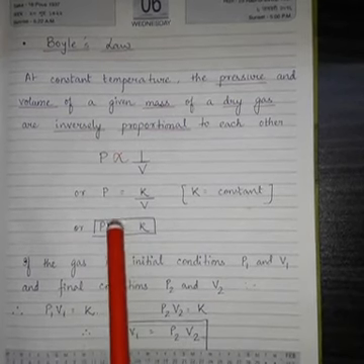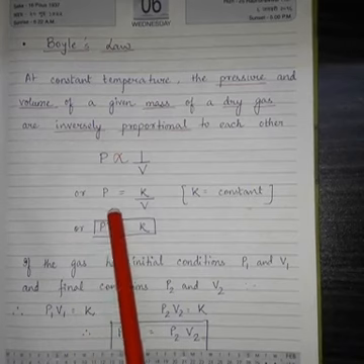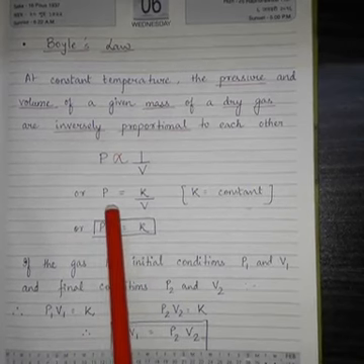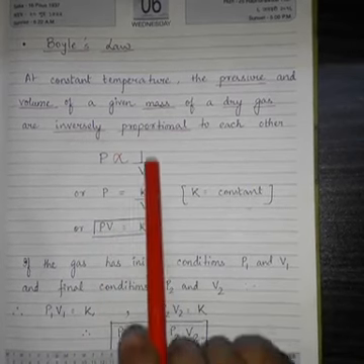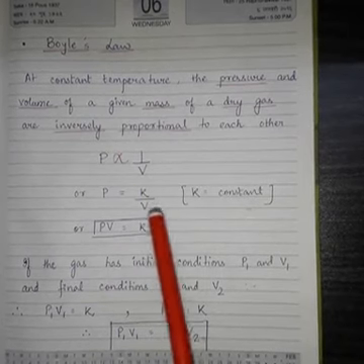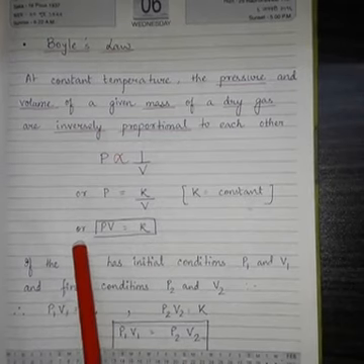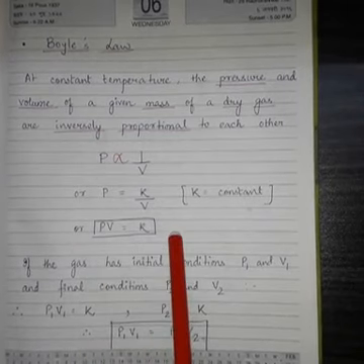Now, if I want to remove this variable sign and bring it to an equality sign, what I have to do is multiply this 1 by V with a constant which is K. K can be any constant. So P is equal to K by V or PV is equal to K.